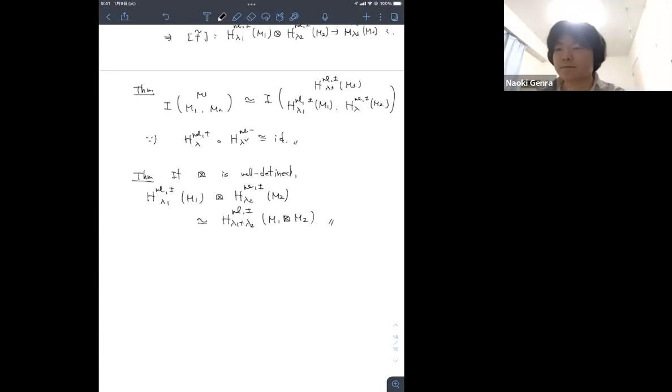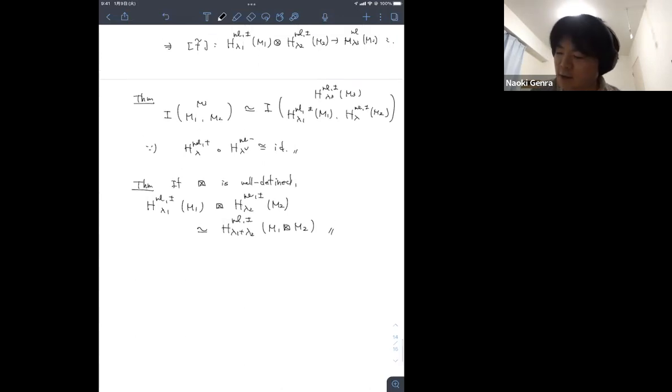Okay. But the point is that this functor is a blockwise functor. I mean, this H lambda depends on this lambda. So this is a mapping from block to block, not defined on all categories. So this means that the relative semi-infinite cohomology functor satisfies some blockwise monoidality.